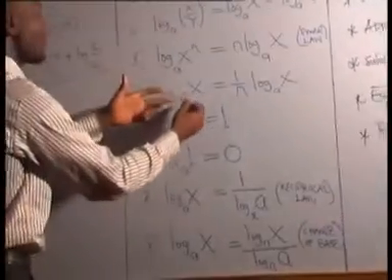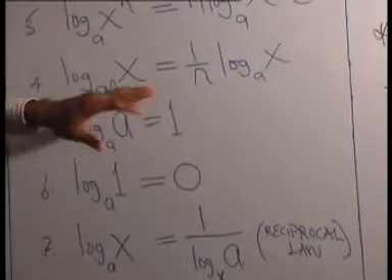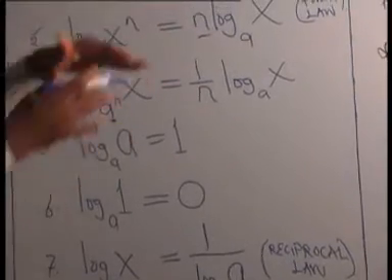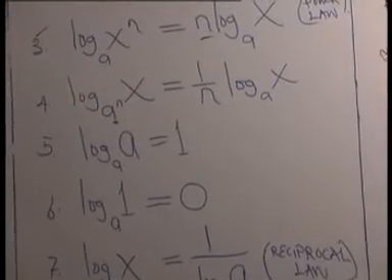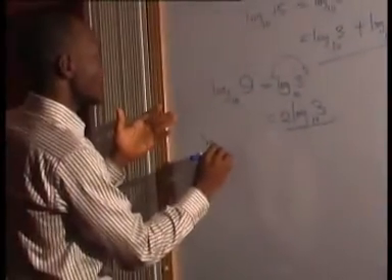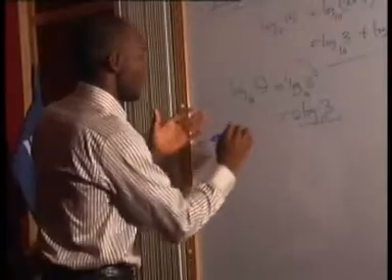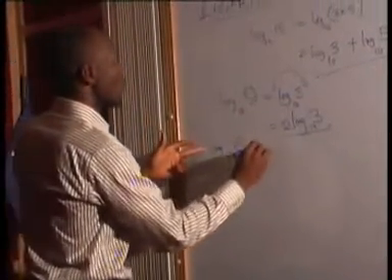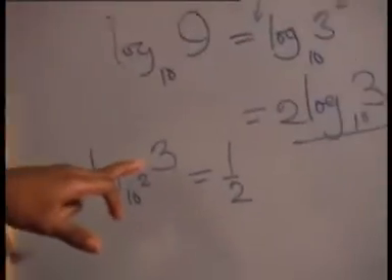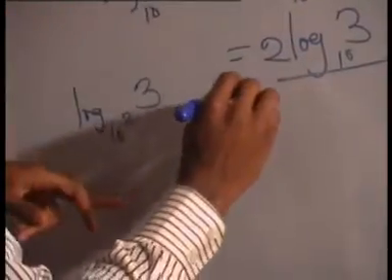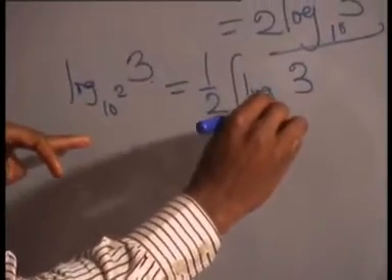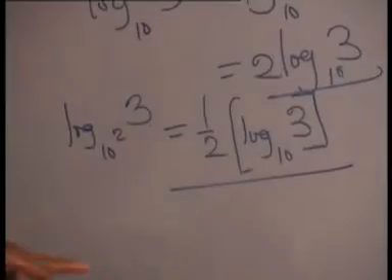But in this case, if the base is the one that has the power, instead of having the power as a whole number like we have in the third law, it's going to be reciprocal, 1 over. Are you getting it? For example, someone might write log base 10 squared of 3. It's going to turn to 1 over 2, not 2 again, 1 over 2, times log 3 to base 10. So that's the fourth law.